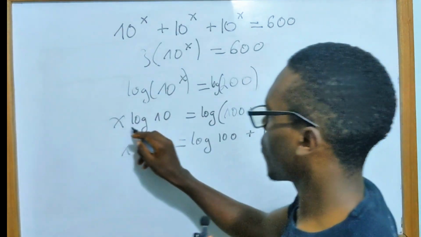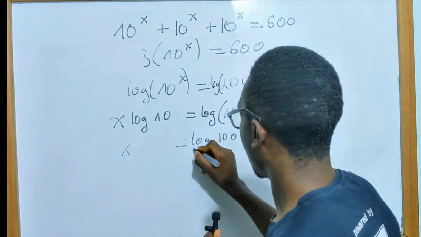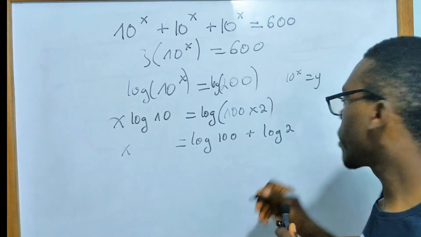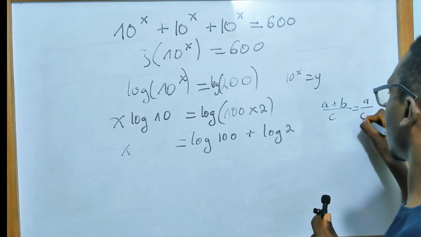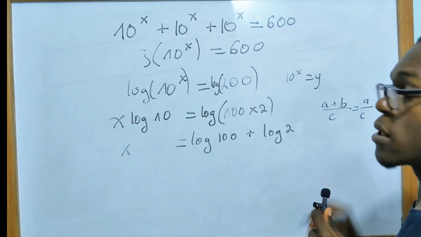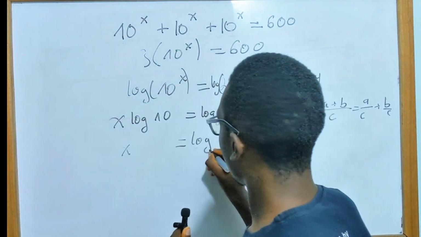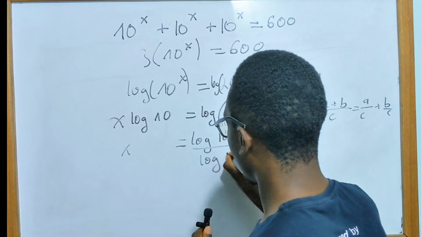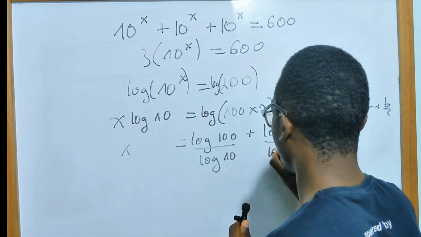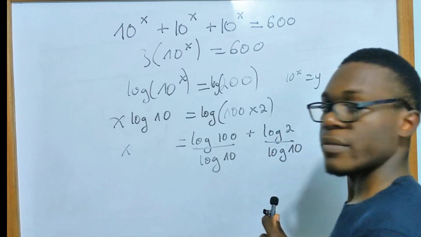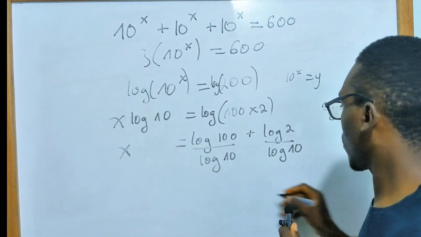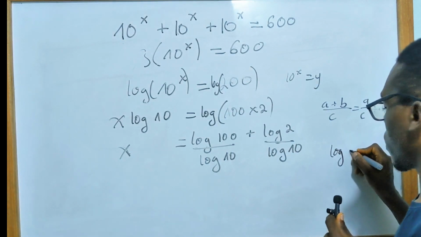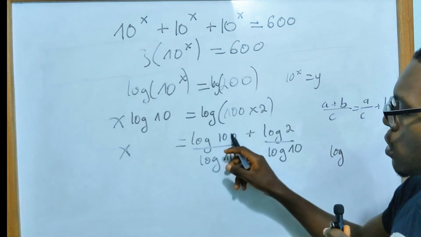We then divide everywhere by this log 10 to have x. We know that a plus b all over c is equal to a all over c plus b all over c. Automatically, hence you are going to have log 100 all over log of 10 plus log 2 all over log of 10. That is x.